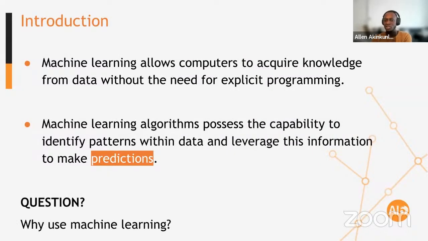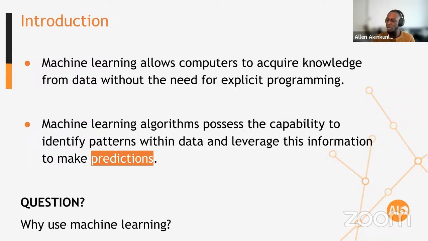Machine learning really is, you've heard it a lot. I mean, it's not new. I think it's been the rave of the moment for a few years now, particularly now when things have really blown up in that space. So machine learning actually just allows computers to acquire knowledge from data without explicitly programming them, right?